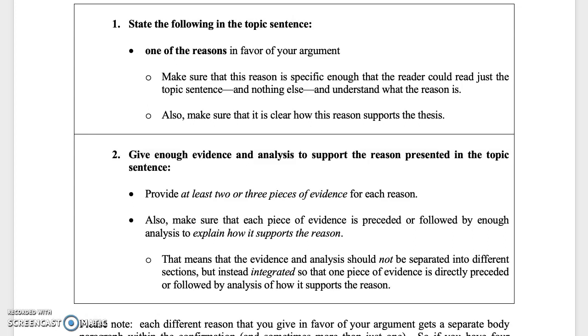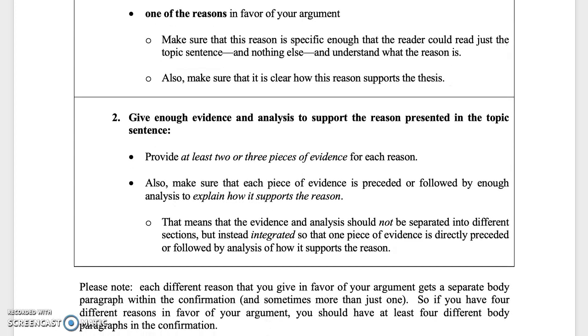And you want to make sure that each piece of evidence is preceded or followed by enough analysis to explain how it supports the reason. So you do need to make sure that you're telling your reader, hey, this is how the example that I'm going to give, or the fact that I just gave, or the quote that I just presented supports the reason in the topic sentence. So that means that evidence and analysis should not be separated into different sections of the paragraph, but integrated so that one piece of evidence is directly preceded or followed by analysis, explanation of how it supports the reason.